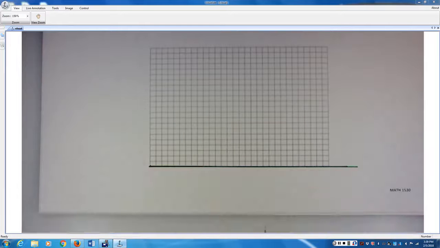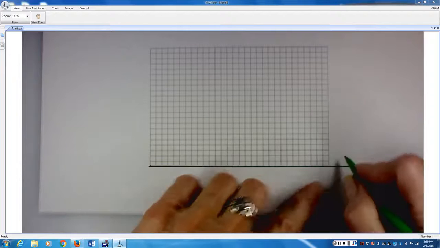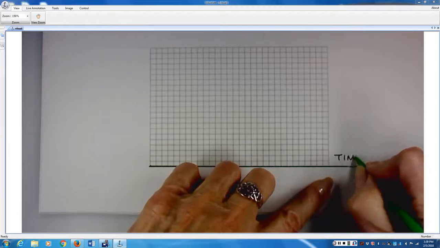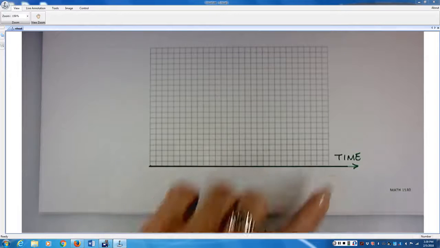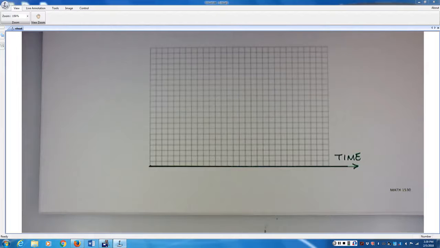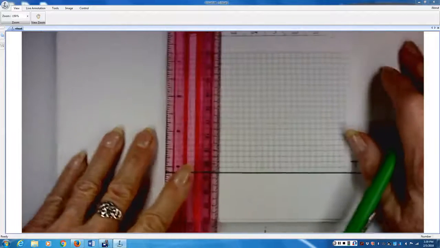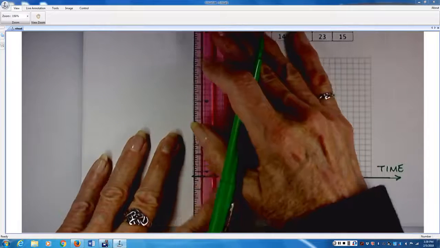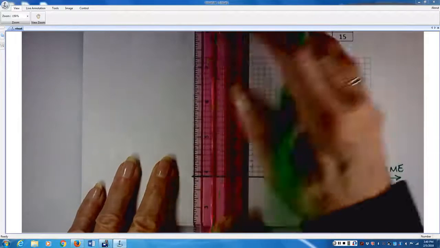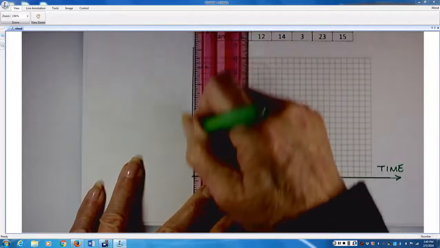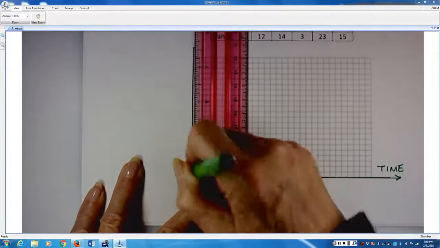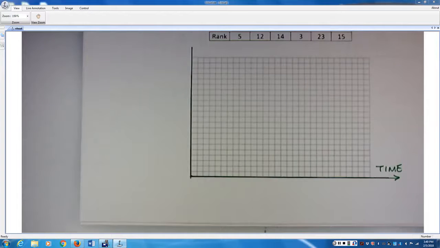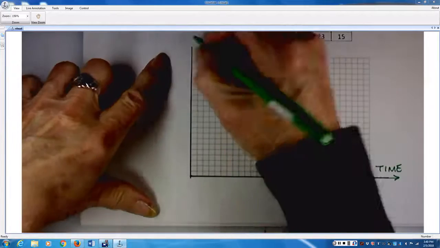So in a time series plot, time is your horizontal axis. And in this particular problem, or set of data, our vertical axis is not counts. Our vertical axis in this case is the ranks.